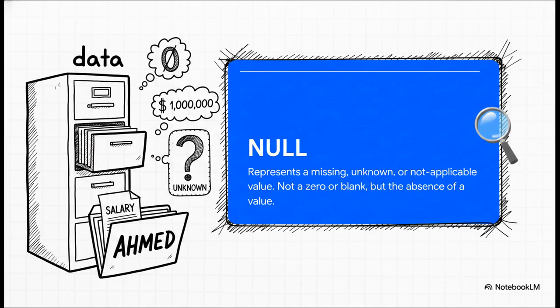So what in the world is null? Let's try an analogy. Imagine your database is a giant filing cabinet, okay? Every employee has their own folder. Now, inside that folder, there should be a document labeled salary. For Ali, for Sarah, for Zain, that document is there. But for Ahmed, that specific piece of paper is just missing. We have no idea if his salary is 0 or $1 million. The information just isn't there. It is a true unknown, and believe me, that has huge implications for our logic.